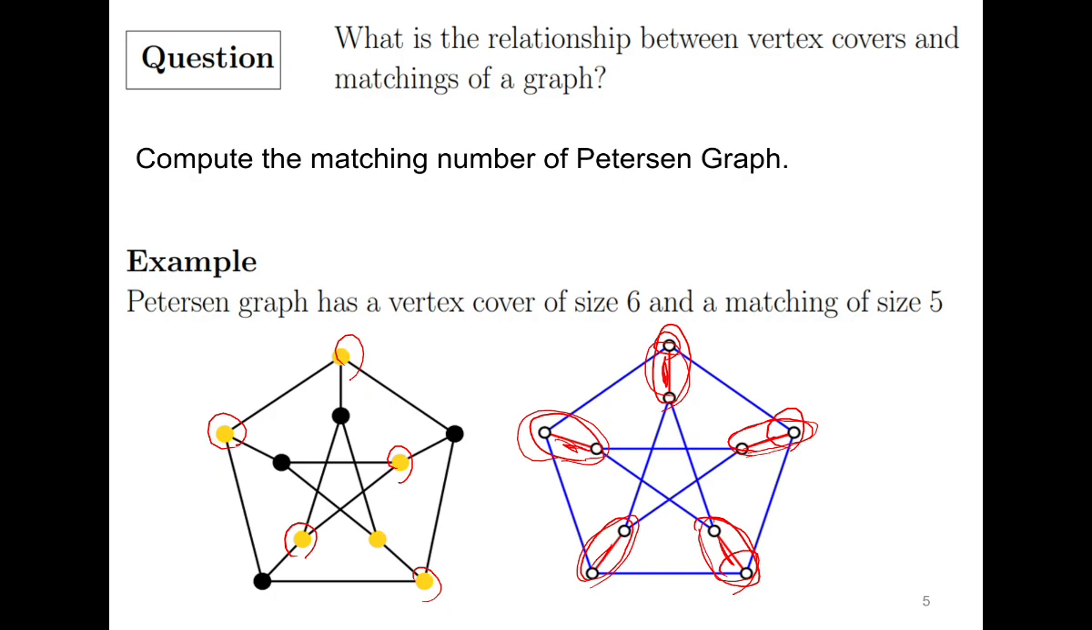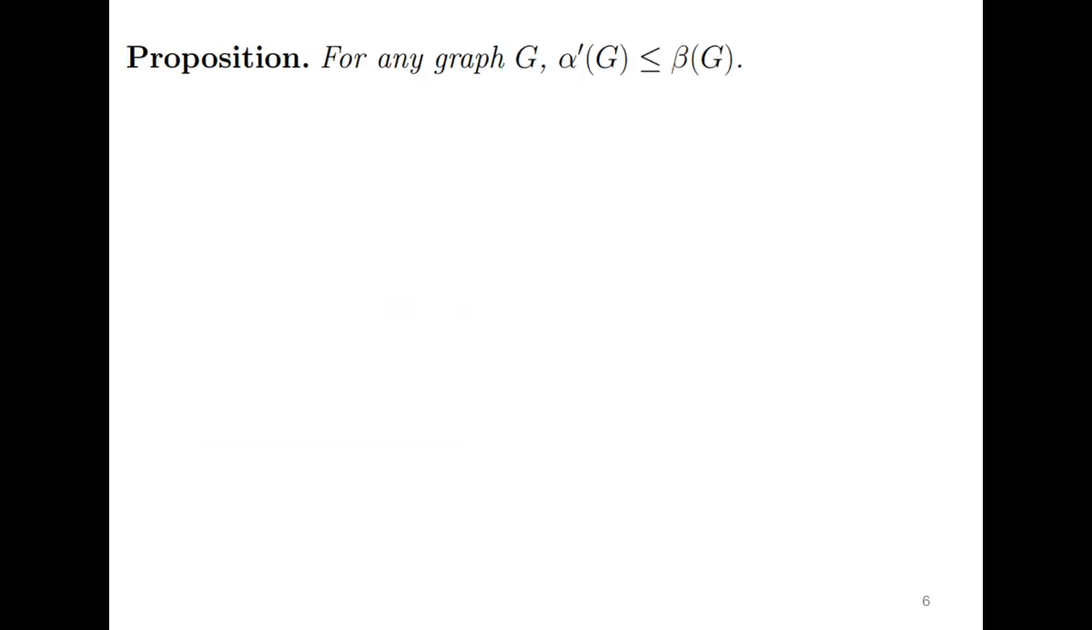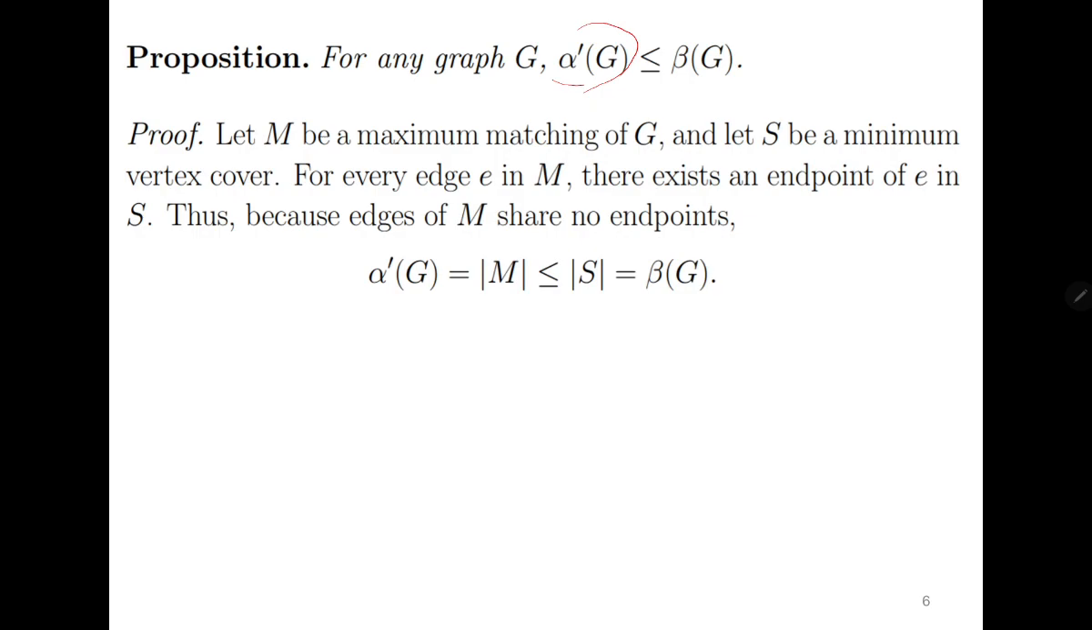It means the vertex cover size should for sure be greater than or equal to 5, and that is why the matching number is always less than or equal to the vertex cover number. A very interesting result, which says that alpha dash g is always less than or equal to beta g. You can quickly read it down by yourself. M is the maximum matching, S is a minimum vertex cover. For every edge in M, there is an endpoint of this edge in S for sure, and this is why alpha dash g is always less than or equal to beta g.